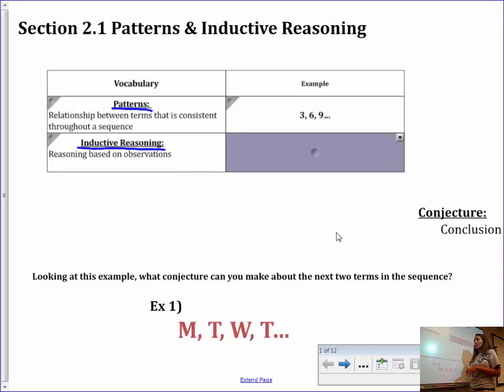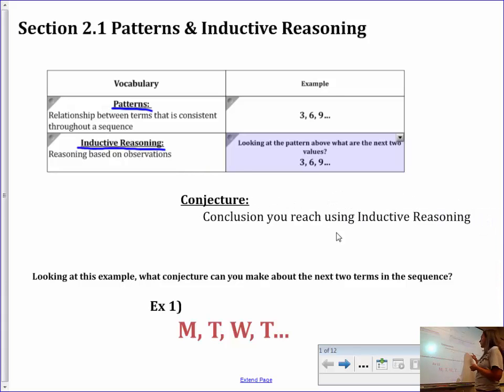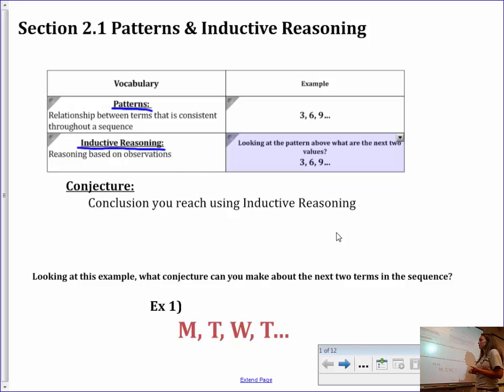Inductive reasoning is reasoning based on observations, which are through patterns, because what you're going to be doing is looking for patterns to figure out what the next terms of the sequence are. So that's technically inductive reasoning. Before we go into an example, you'll see throughout this chapter this word conjecture, which is just the conclusion you are reaching using inductive reasoning. So when the example below here says, looking at this example, what conjecture can you make about the next two terms? It's trying to figure out what your conclusion can be.